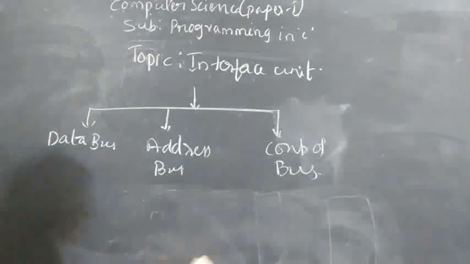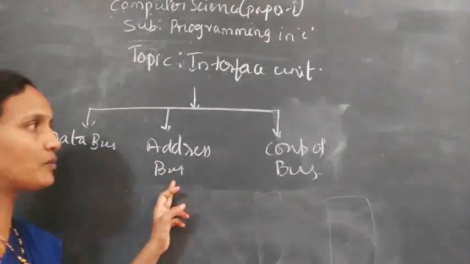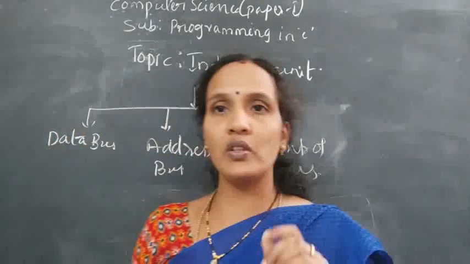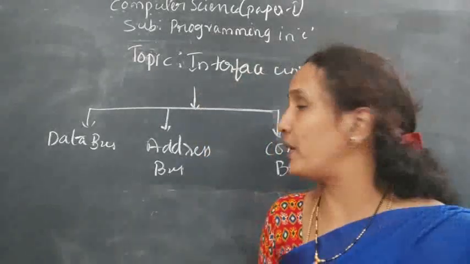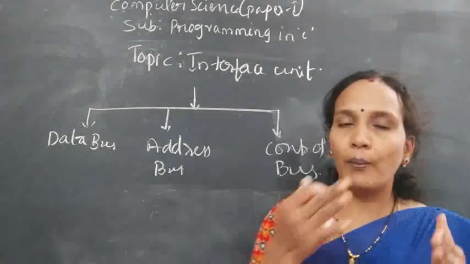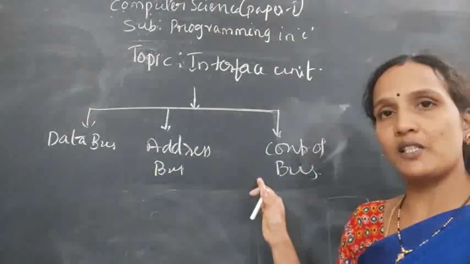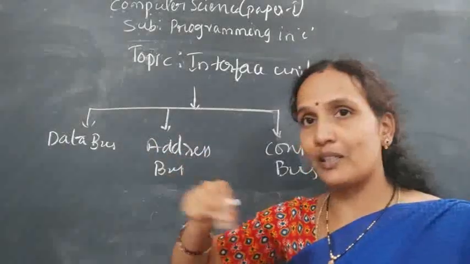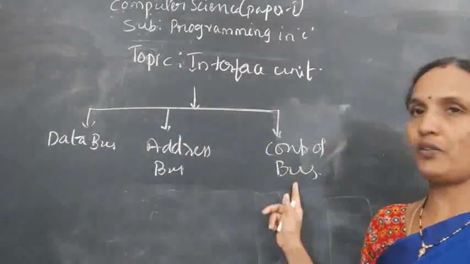So, depending on the nature and the function of the interface unit, here we have different buses. The first one is the data bus, then the address bus, and the control bus. How many buses do we have here? Actually, a bus is nothing but a transportation path between the CPU and other parts of the system. So we have different buses here. That interface is called a bus: data bus, address bus, control bus.